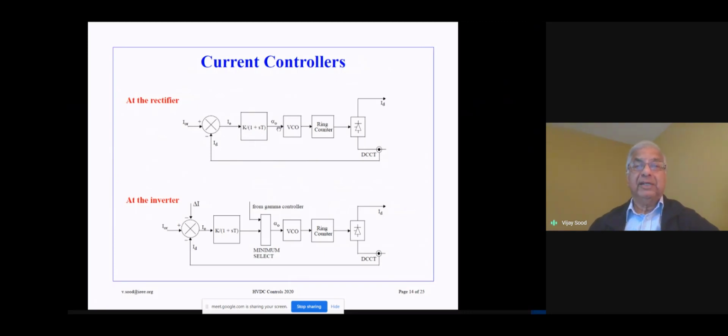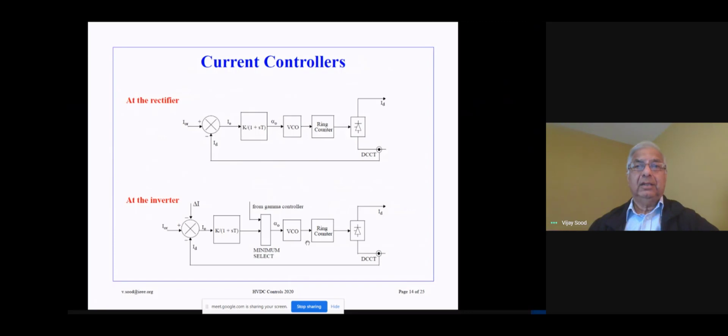This generates a firing order, which goes into a voltage controlled oscillator, and a ring counter follows that. The ring counter's purpose is to take the pulse train coming out from the voltage controlled oscillator and distribute the firing pulses to the various valves inside the converter. So this is the rectifier current controller.